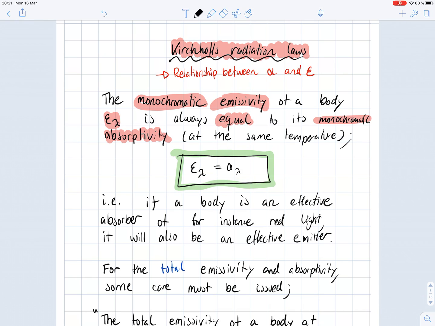That means that if your body or your surface is an effective absorber of, let's say, red light, it will also be an effective emitter of red light. So this is useful for a narrow band of the spectrum. However, for engineering purposes, we are normally looking at the total emissivity and absorptivity, or the average ones if you want. And then we need to be a bit more careful in our formulation.